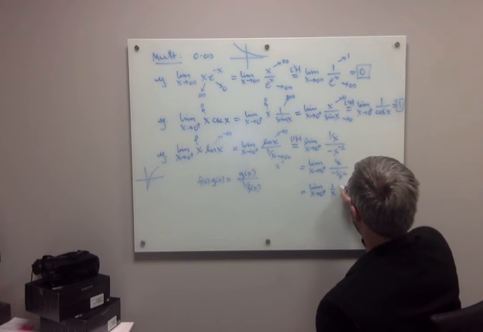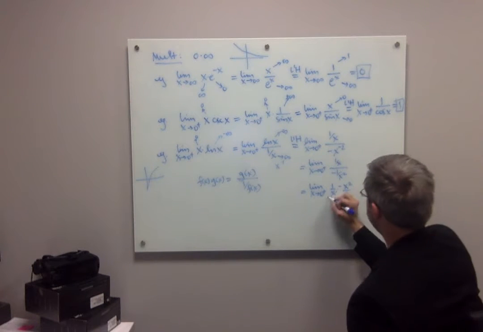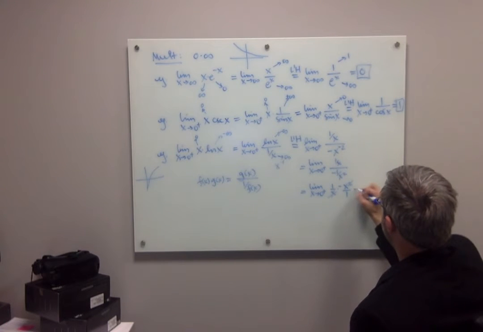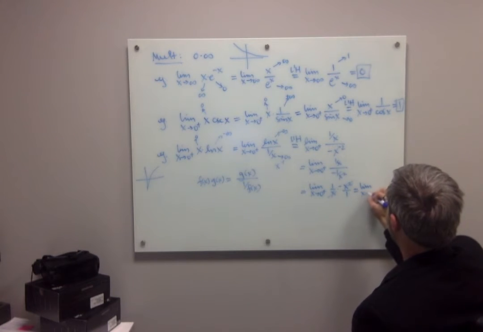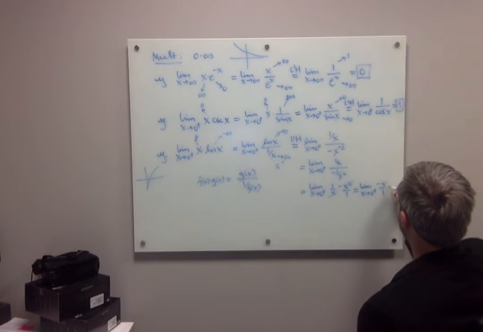So I'm going to flip it up and I'm going to get a negative x squared over 1. And now we can simplify that fraction some. I can cancel one of those x's, and I'm left with the limit as x goes to 0 from the right of negative x over 1. And when we let x go to 0, that's just 0.